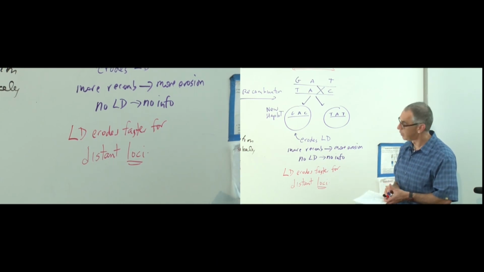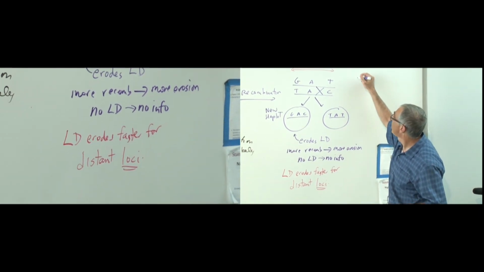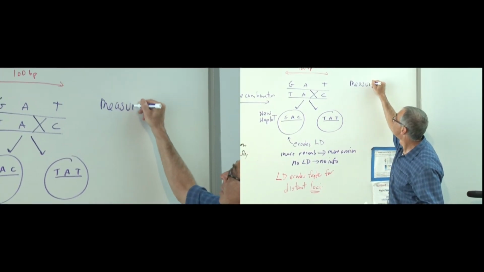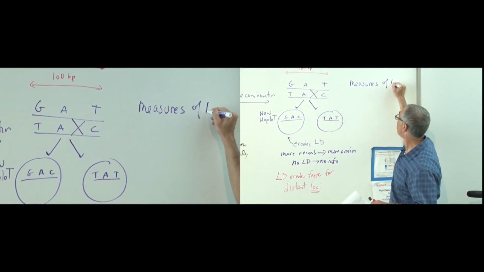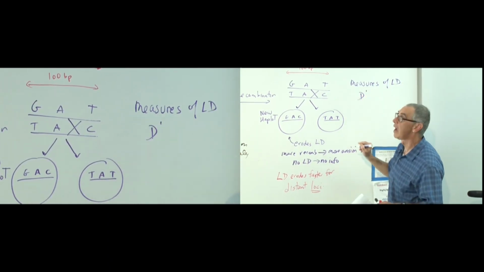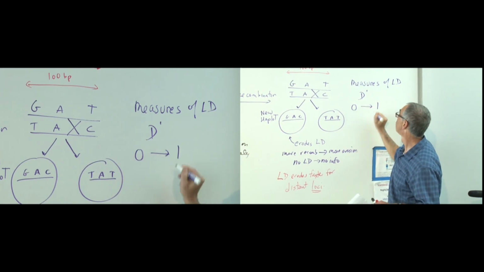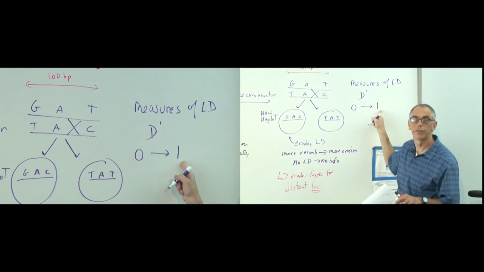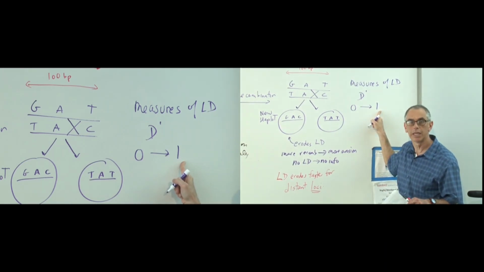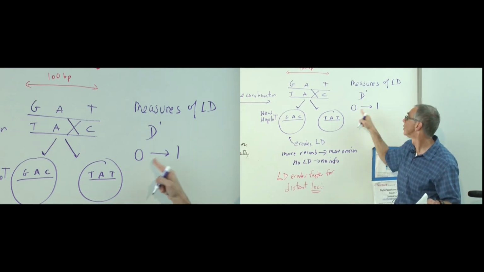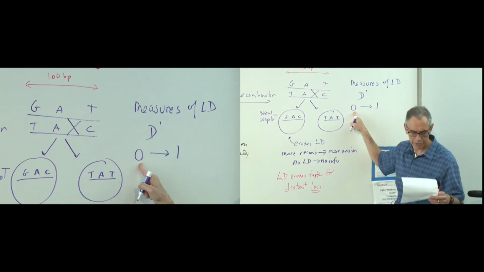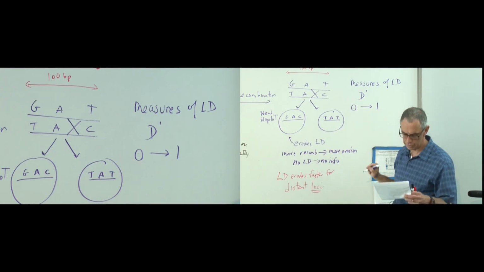Just a few things to finish up. There are many measures of LD, and I'm not going to go into the details of this, but one famous one is called D prime, which goes from 0 to 1. 1 means perfect predictability of the alleles given the knowledge of the other alleles, and 0 means no information given knowledge of the other allele.